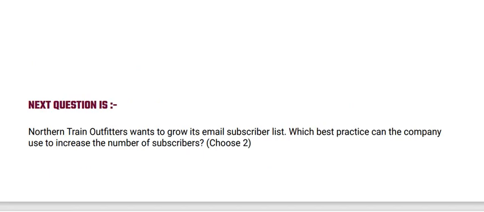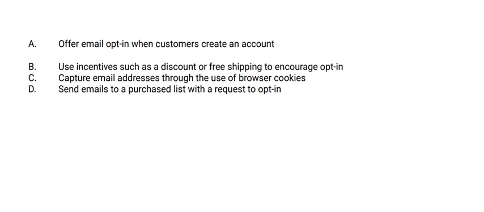Which best practice can the company use to increase the number of subscribers? Choose two options, and the options are: option A, offer email opt-in when customers create an account. Option B, use incentives such as a discount or free shipping to encourage opt-in. Option C, capture email addresses through the use of browser cookies. And option D, send emails to a purchase list with a request to opt in. The correct option is option A and B.